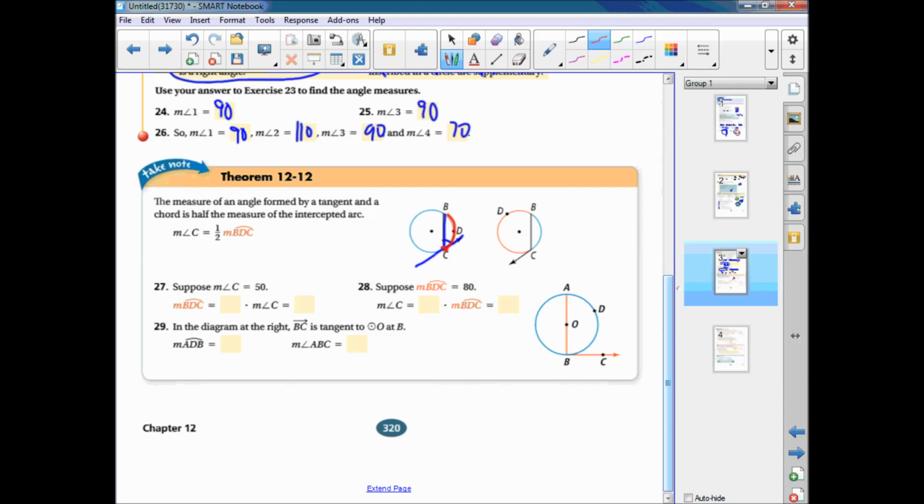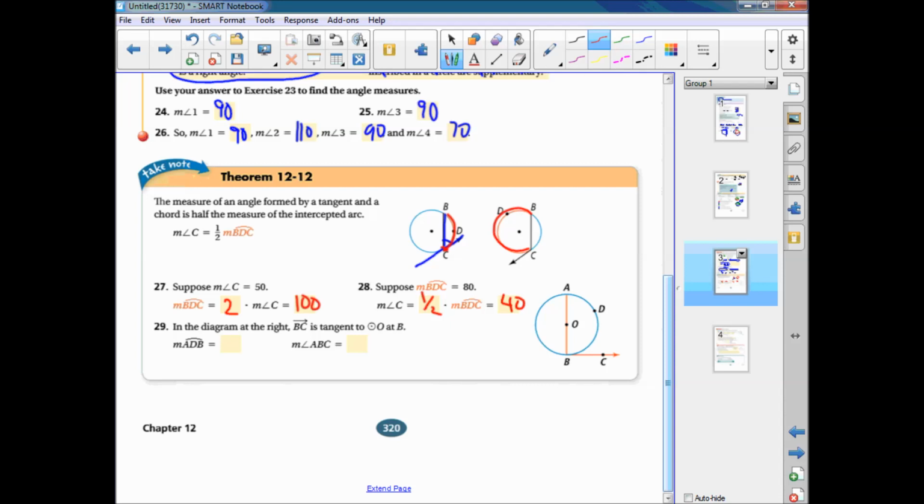All right, so suppose the measure of angle C is equal to 50. Okay, then the measure of arc BDC would equal 2 times the measure of angle C, which would be 100. Suppose the measure of arc BDC, so now we're using the other arc over here, okay, is equal to 80. That's certainly not drawn to scale, is it? So the measure of angle C is going to be equal to 1/2 of that, which would be 40.